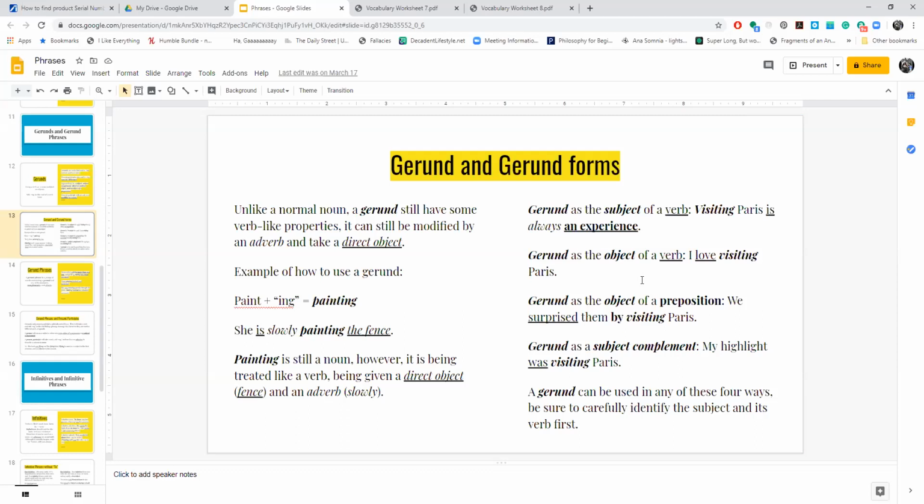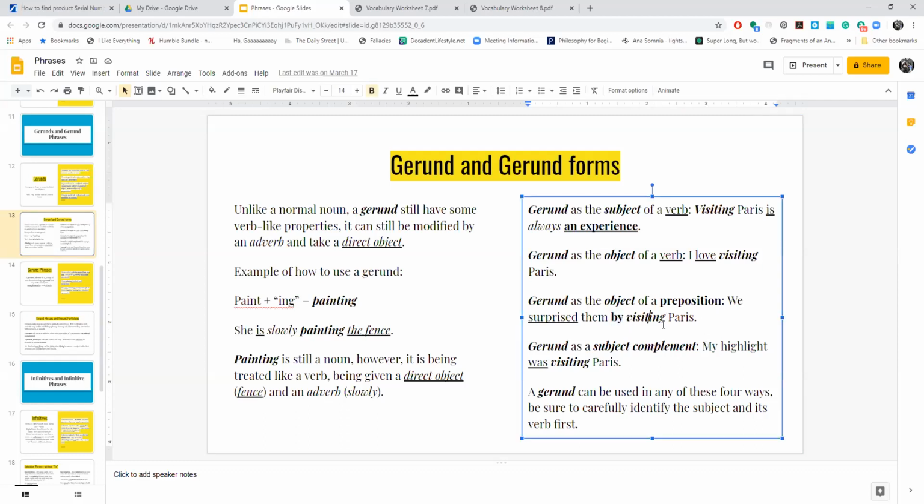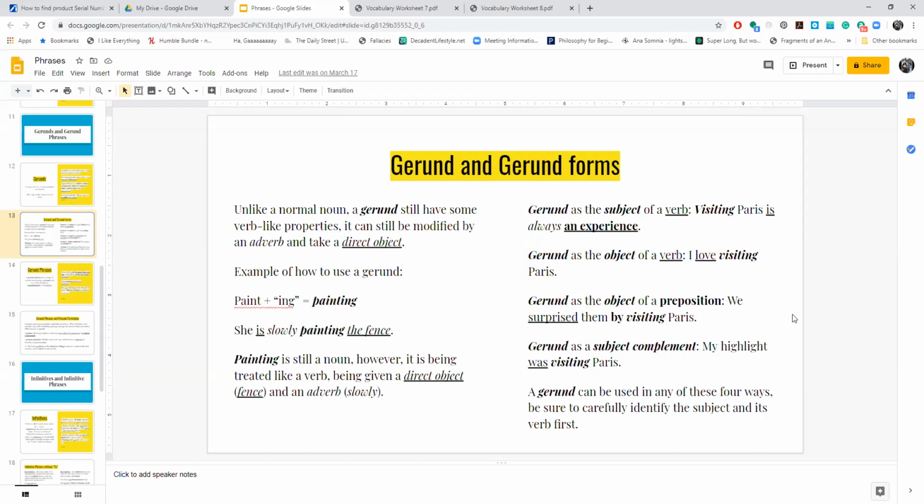Here's a gerund as the object of a preposition. The sentence says, we surprised them by visiting Paris. We is the main subject. Surprised is the verb here. We surprised them. How did you surprise them? What did you surprise them with? You surprised them by visiting Paris. It is the object of a preposition. You surprise them somehow. How? By visiting Paris. If you notice a preposition and you notice a gerund after the preposition, it is very likely that you are seeing a gerund being used as the object of a preposition.